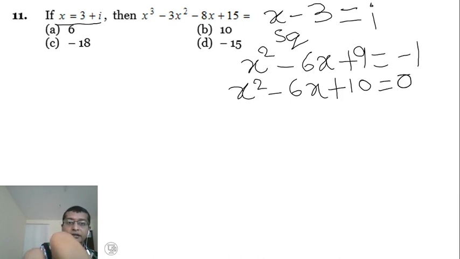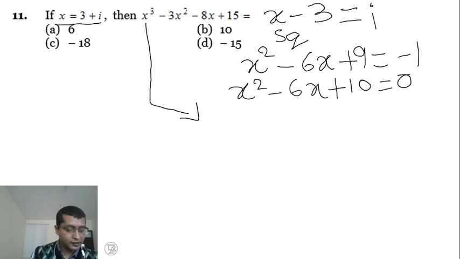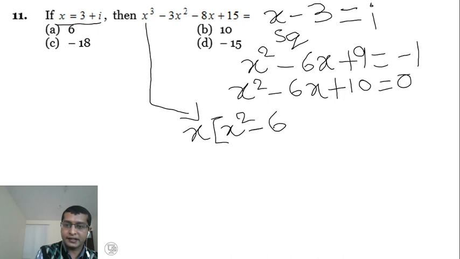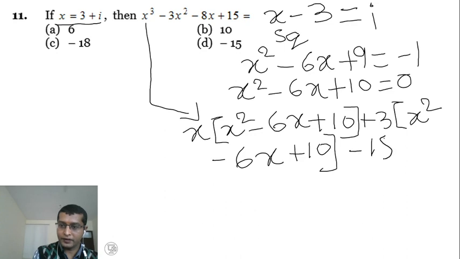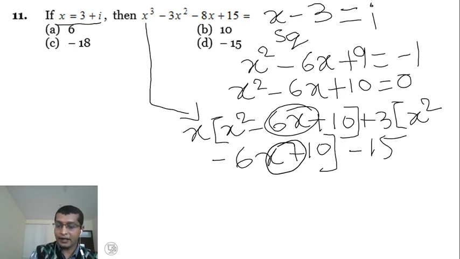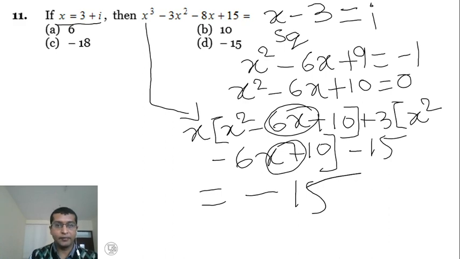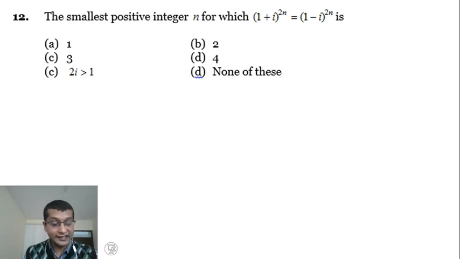Then this x cube minus 3x square minus 8x plus 15 can be written as x into (x square minus 6x plus 10) plus 3 times (x square minus 6x plus 10), close this, minus 15. But x square minus 6x plus 10 is 0, so this part will become 0 as well as this part will become 0, so we are left with minus 15 here. Therefore option D is the right answer. Right, so we'll move to our next example.